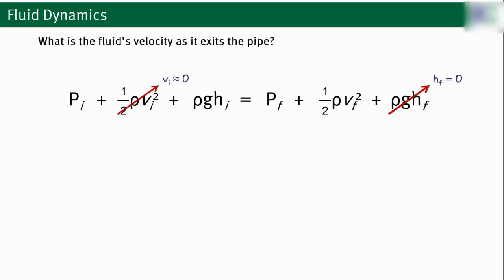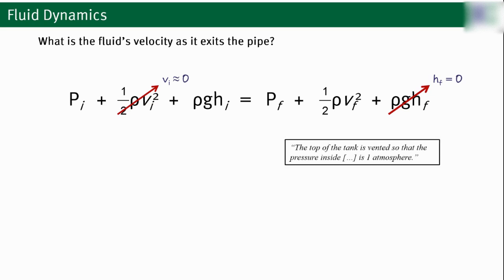There's one more simplification that we can do, and this one comes from the question stem. The question stem tells us that the top of the tank is vented so that the pressure inside the tank is 1 atmosphere. How does this allow us to eliminate both of the pressure variables in one fell swoop? Remember that our pipe opens up to the air. That means that the fluid, just as it exits the pipe, is also experiencing 1 atmosphere of pressure. So we can eliminate P initial on the left and P final on the right through simple subtraction. What that leaves us with is the rho g h term on the left and 1/2 rho v squared term on the right.